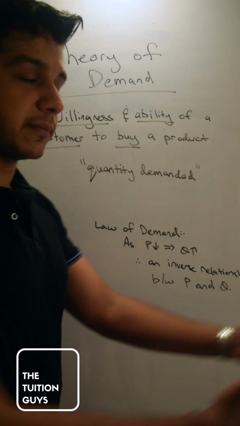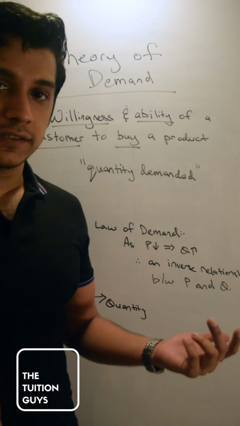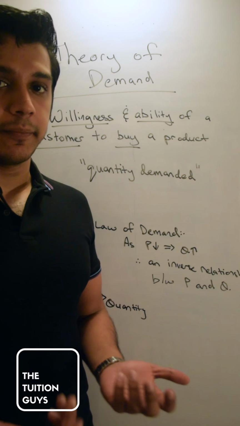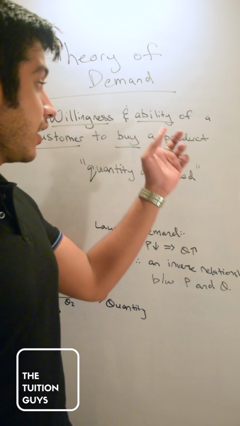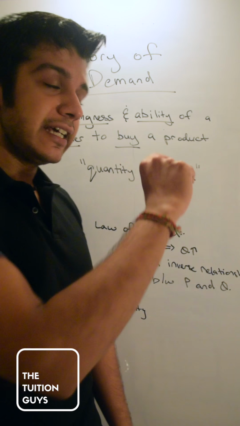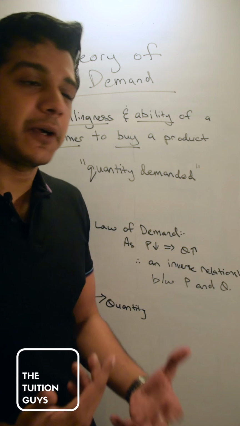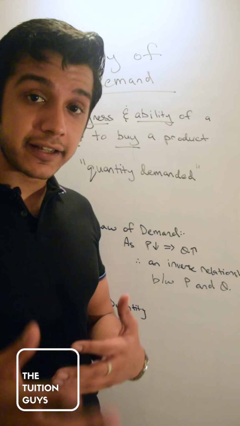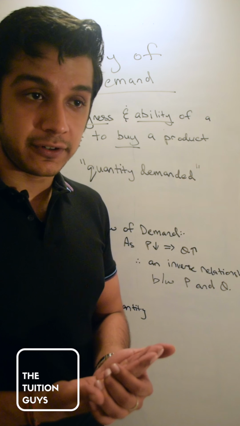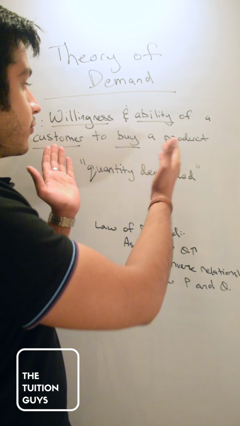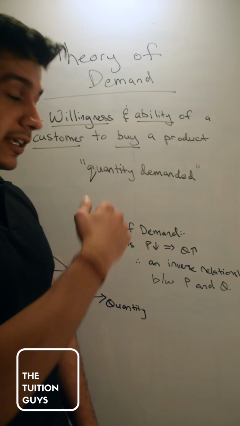Now, let's talk about a PS4. Let's say that a PS4 costs 30,000 rupees and I have the money to buy it, but I don't want a PS4. So I've ticked off the ability part of it, but the willingness isn't there. So I don't demand a PS4. But if I do want a PS4 and I do have the money in hand, I've created the demand for it and I'm a customer, right?